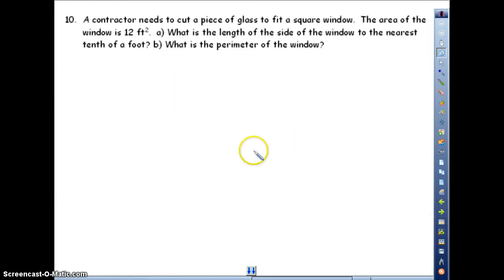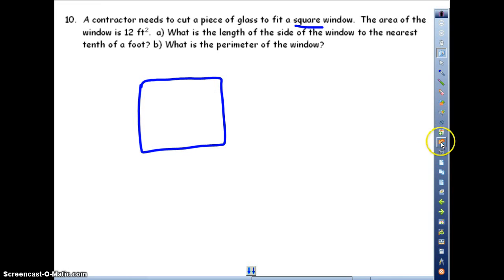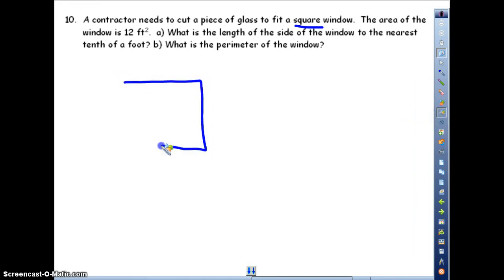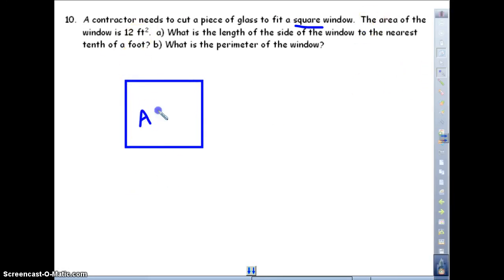Okay, I want to do one more problem and I'll stop talking. A contractor needs to cut a piece of glass to fit a square window. All right, I have a square window. Yeah, that's the best I can do on making a square. Let me try my magical pen. Bam. Okay. The area of the window is 12 feet squared. That's how many square feet are in here.